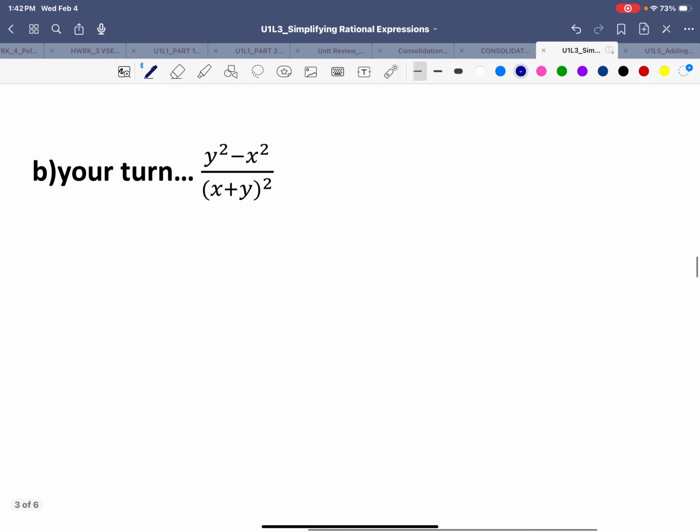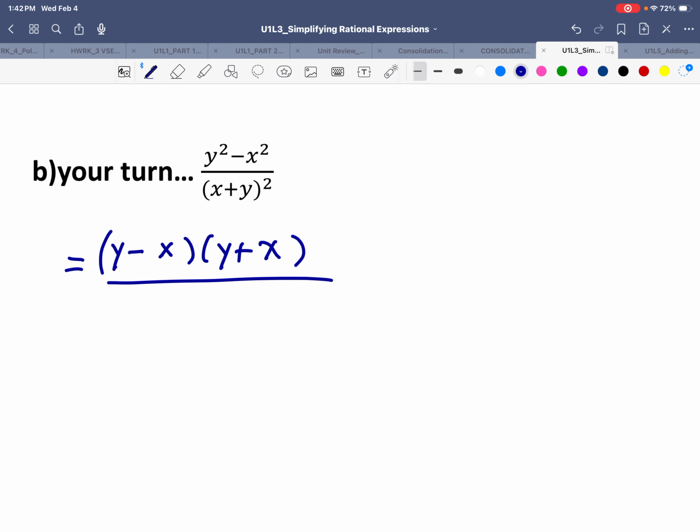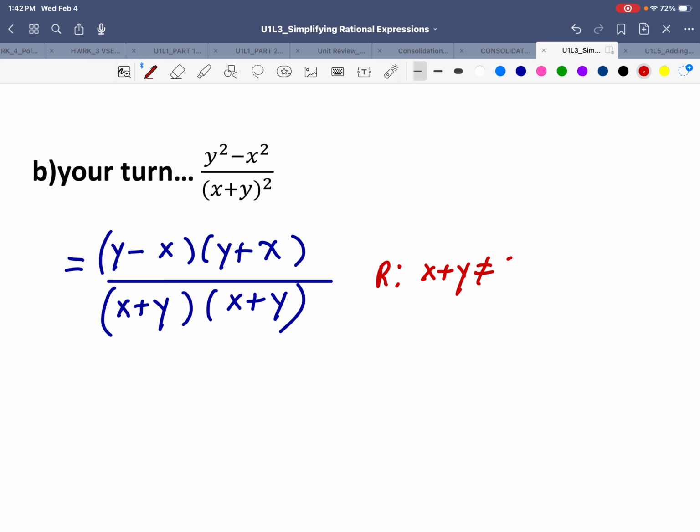We have y squared minus x squared over x plus y squared. So you probably recognize in here the difference of squares, which I am going to write in factored form as y minus x and then y plus x. In the denominator, we have x plus y squared. I'm going to rewrite this as x plus y and then x plus y. Now that I factor it completely, I'll state the restriction. So we have x plus y repeating twice.